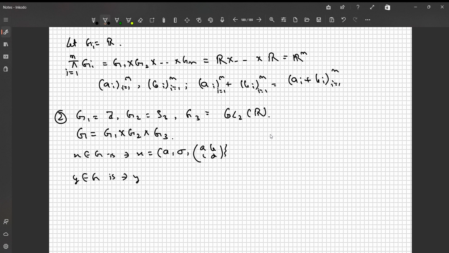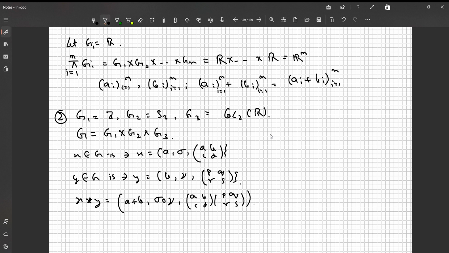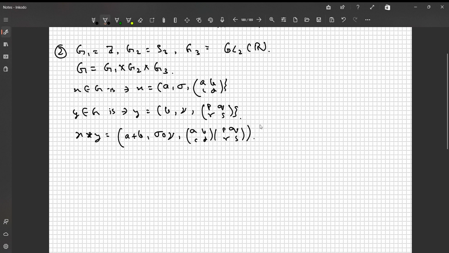Now suppose I choose another element, let's say y comes from G such that y can be written as, say, b, say gamma, and say we have here p, q, r, and s, right? Then what is the composition of x and y? So it should be basically a plus b because Z is an additive group, S3 comes with the composition of maps, and G3 comes with the product of matrices, right? Times p, q, r, s, right? So this is what we get. I hope this part is clear.